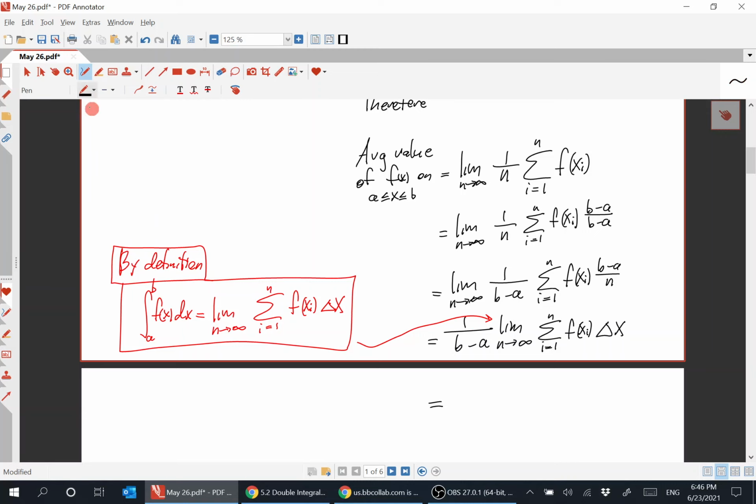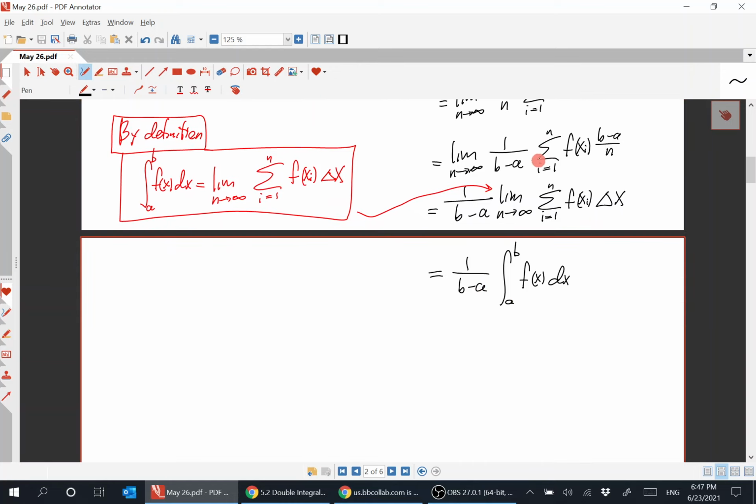So the average value of a function turns out to be 1 over b minus a times the integral from a to b of f of x dx. Pretty cool. So instead of just being an area measurement, an integral is actually an average value measurement. So you just take the integral and then you divide by b minus a, which is what? The length of the interval.